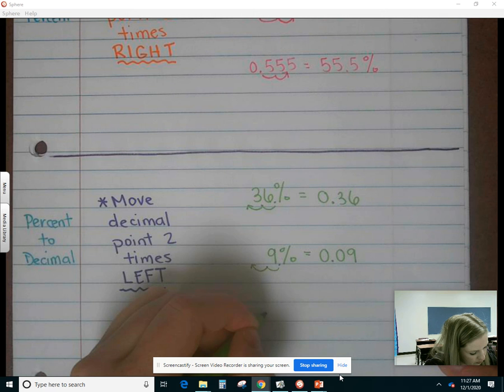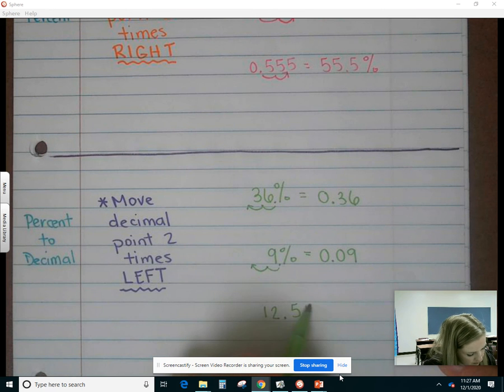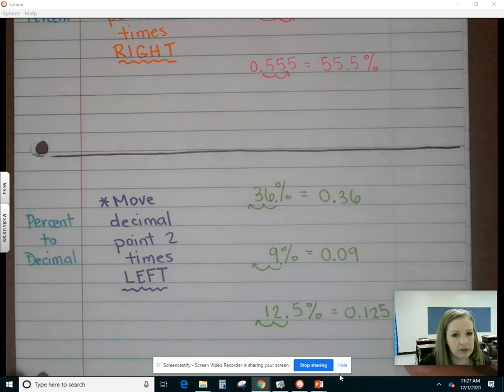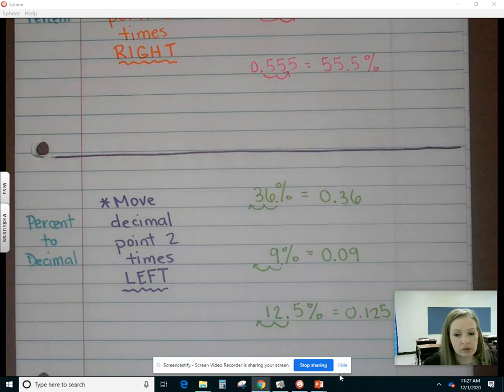And then one more example, if we have 12.5%, our decimal starts here and it goes over 2 times. So I get 125 thousandths. Okay, so it's either going to the right or to the left, depending on if you're starting with a decimal or a percent. So percent to decimal goes to the left, decimal to percent goes to the right, always 2 times.